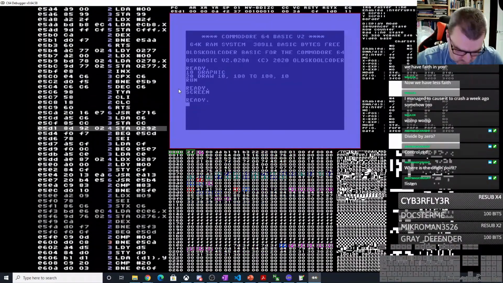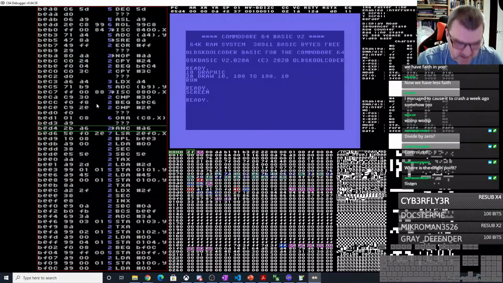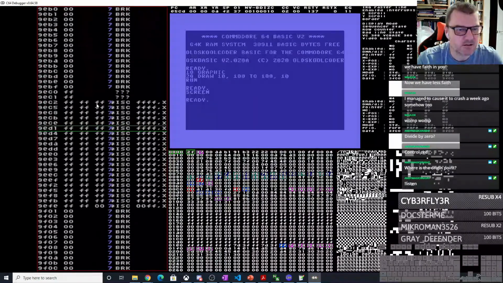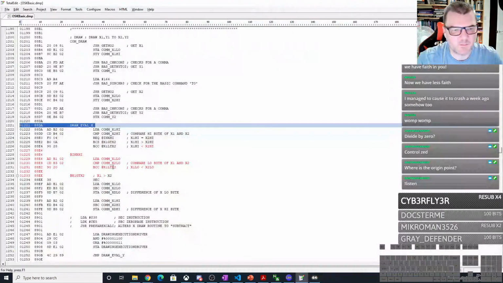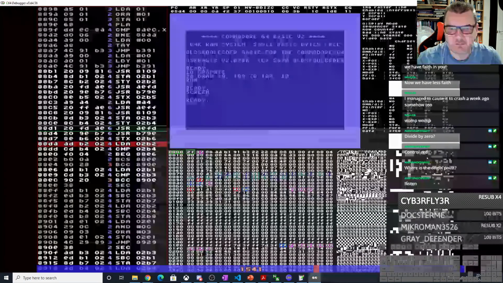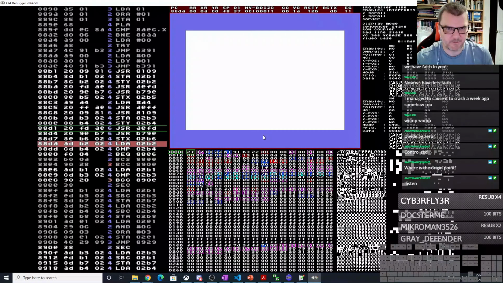Right, so we need to put a breakpoint at 8DA. There. Let's just check that's in the right place. Load O2B2. O2B2. Yep, there it is. Right. Let's run. Let's find out what's going on.